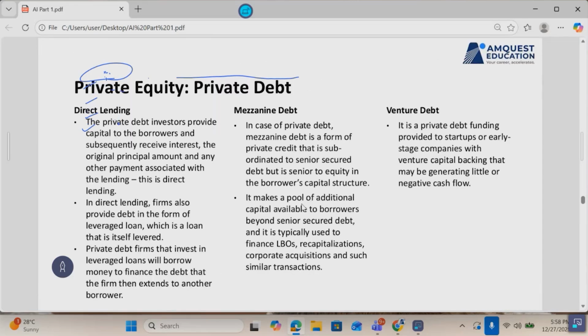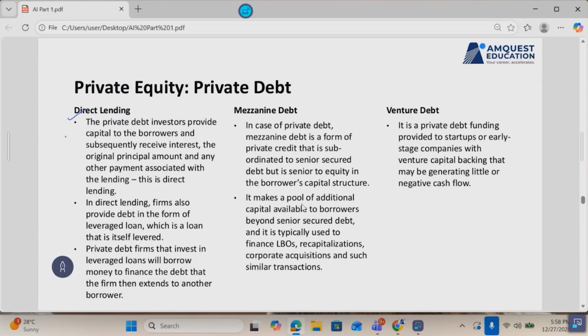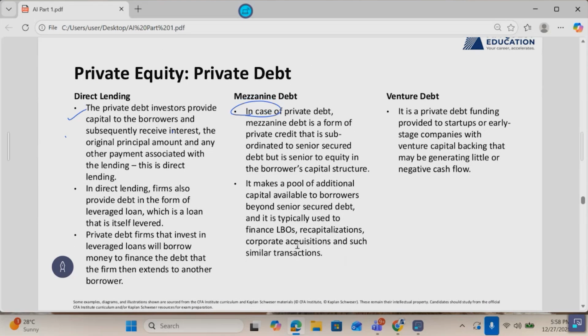In private equity, there are 3 broad forms of debt. The debt can be direct lending, mezzanine, you know the concept, which is bridge financing, and venture debt. Now, direct lending is where you are getting borrowing directly from the banks, right? The private investors provide capital to borrowers, so borrowers are getting money directly in the form of a loan, and you pay and you get interest, right? Here they'll pay the loan which is based on the collateral, okay? And they'll invest in these loans.